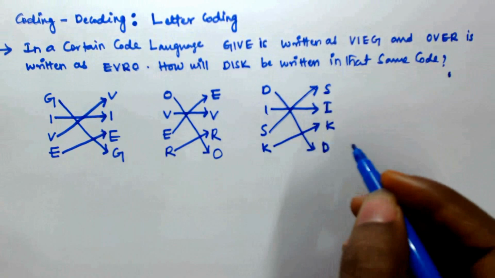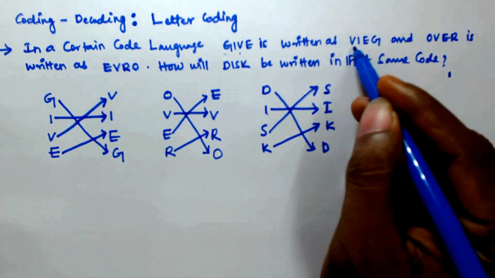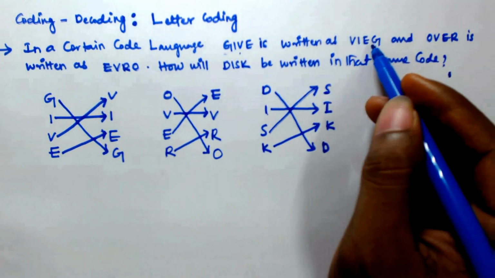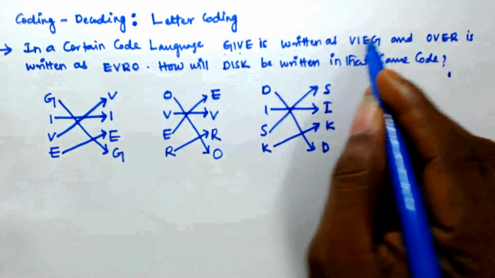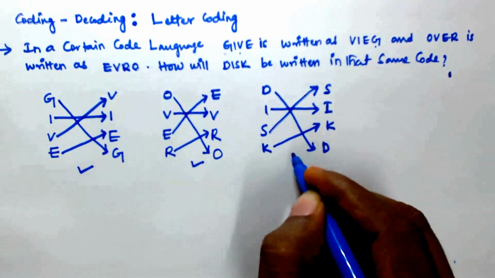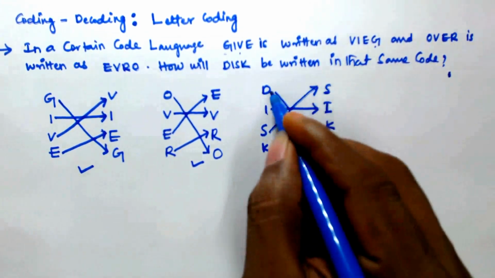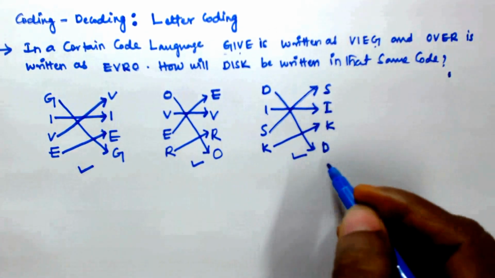Okay. So whenever there is a letter coding, that means the given word and its coded word are going to contain the same kind of letters. You need to solve this kind of mapping. Okay. So in this question, DISK is actually coded as SIKD.